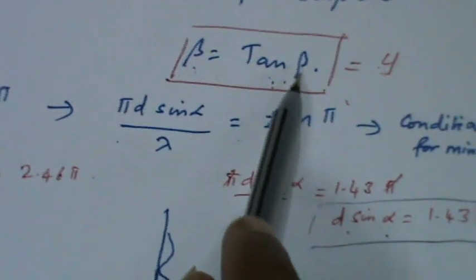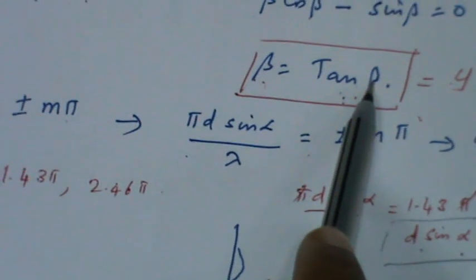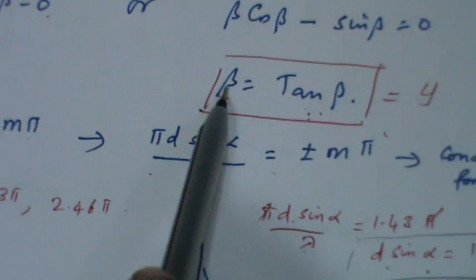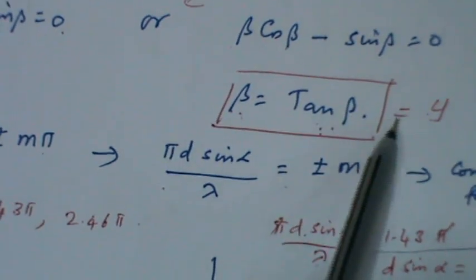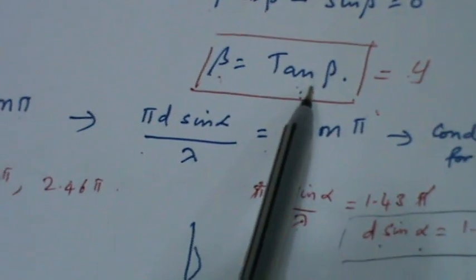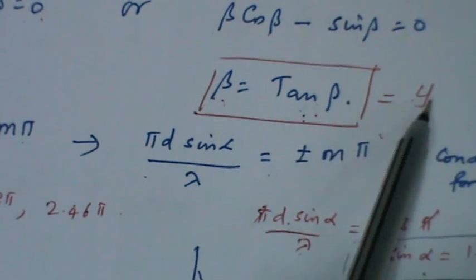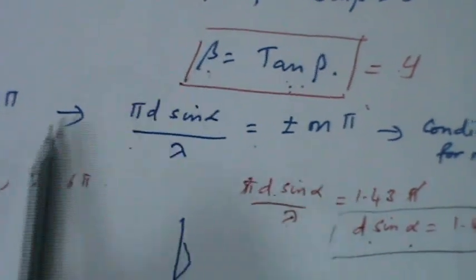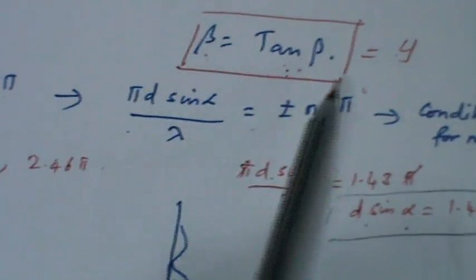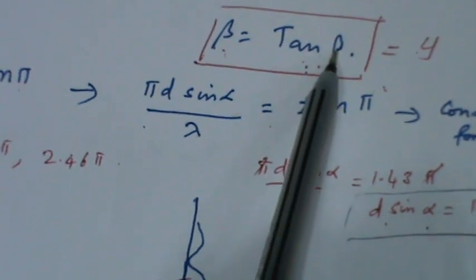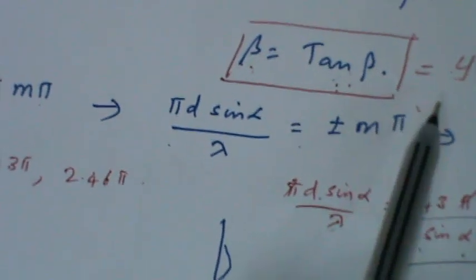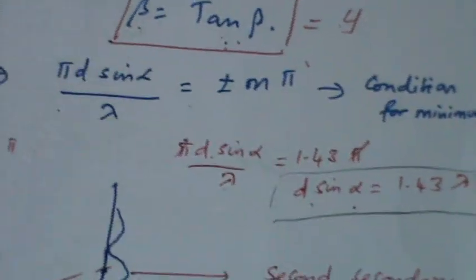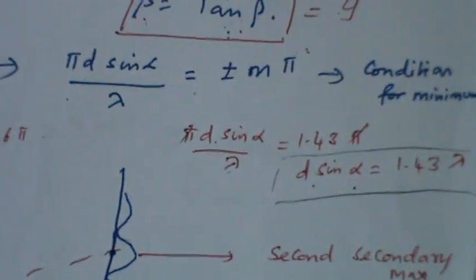So to find out the values of beta at which secondary maxima can be realized, we try to plot y equal to tan beta and then superpose on that y equal to beta. Wherever the straight line y equal to beta intersects the y equal to tan beta curve, those are the allowed values of secondary maximum. So it is something like this.